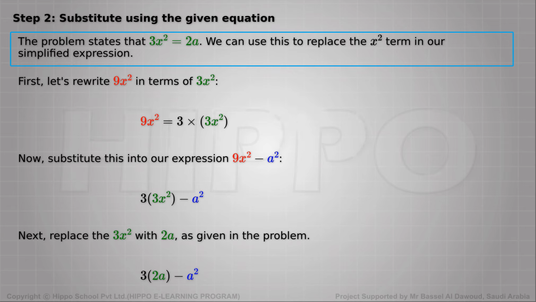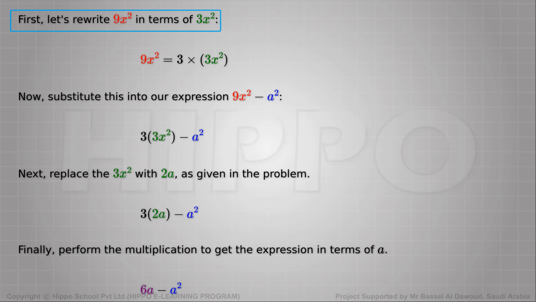The key to doing this is the equation the problem gave us at the start: 3x squared equals 2a. Now here's a small but important trick. Our expression has a 9x squared term, but the equation we were given has a 3x squared term. To connect these two, we can rewrite 9x squared in a way that includes 3x squared. As you can see on the screen, 9x squared is exactly the same as 3 multiplied by 3x squared. This rearrangement is the crucial step that will allow us to substitute correctly.